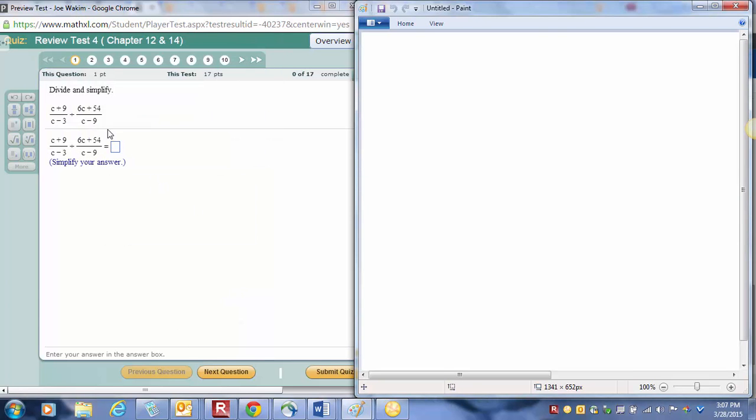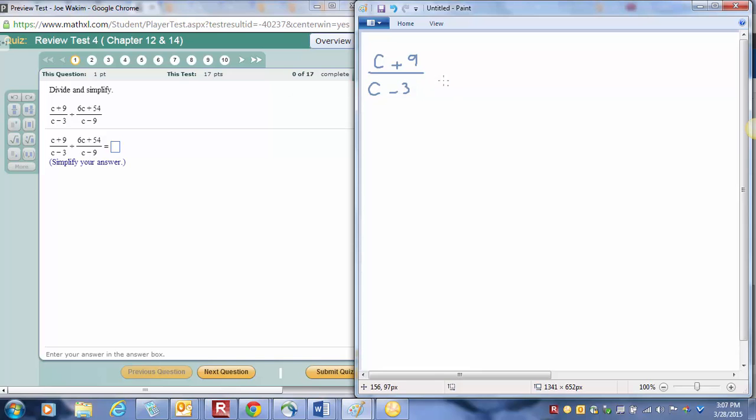Alright, let's start with the first problem, how to divide and simplify. So I would like to factor first. The only one that I can factor is 6c plus 54. So let's go ahead and try to factor this one. We have c plus 9 divided by c minus 3.